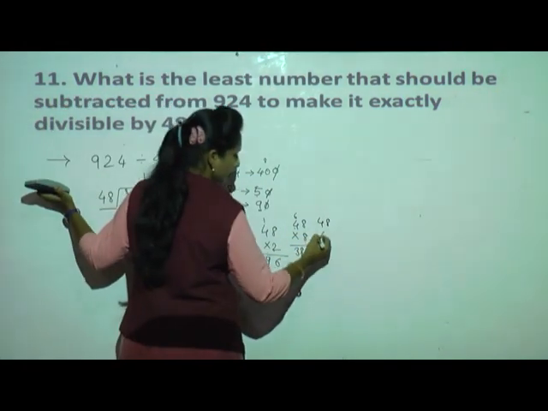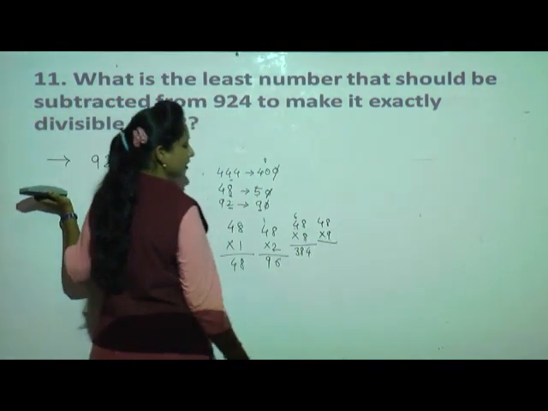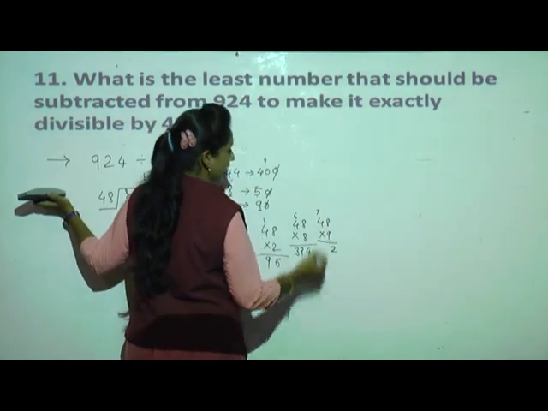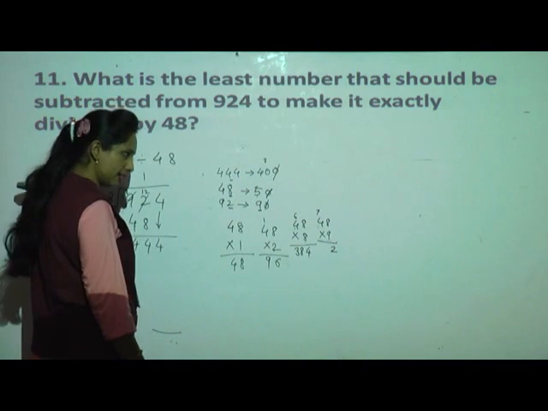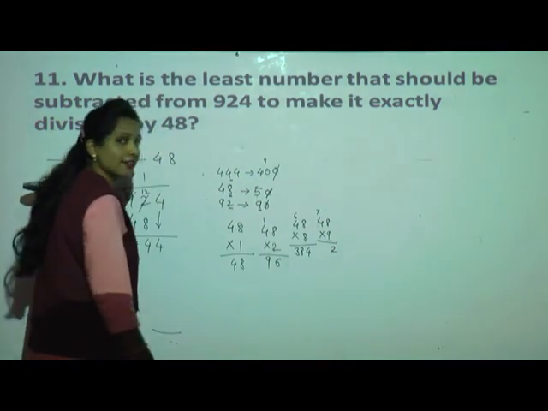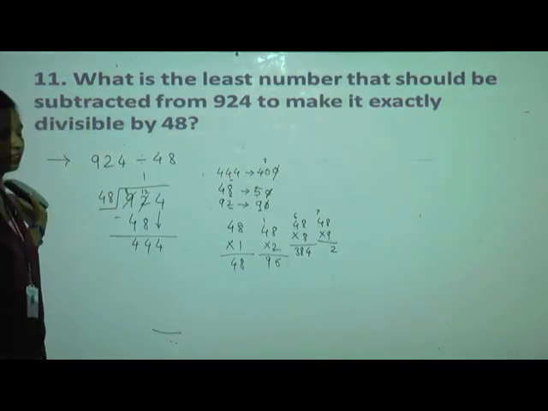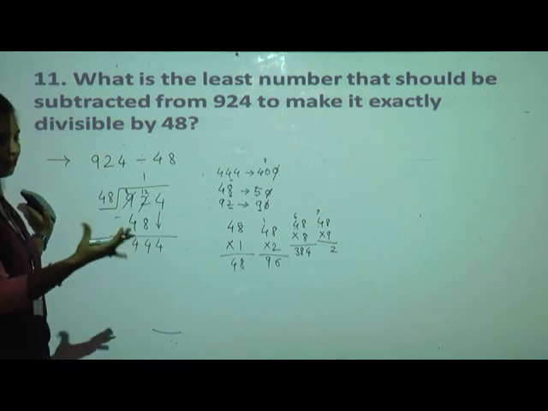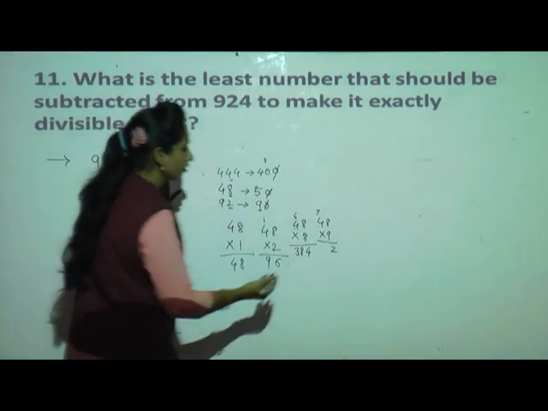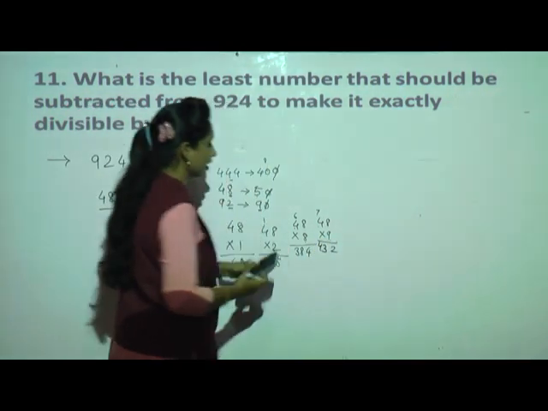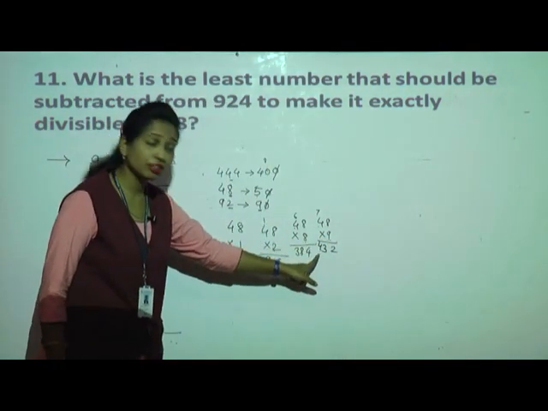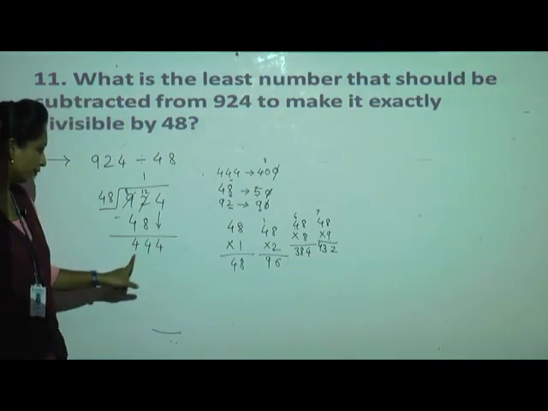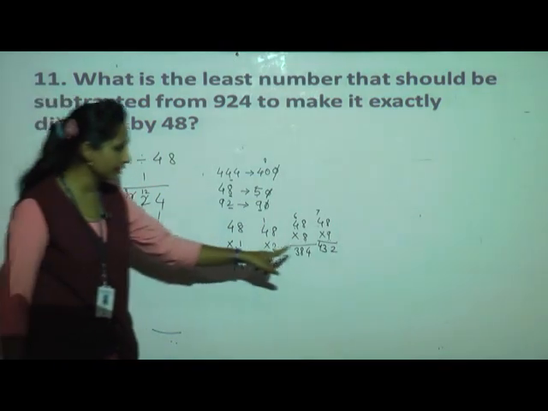So we will see with 9. 9 8s are 72, 2 here, 7 will be carry. 9 4s are 36. 36 plus 7, count everyone: 37, 38, 39, 40, 41, 42, 43. Now see, 38 9s are 432. Then 38 10s are 444, which is greater than this number.